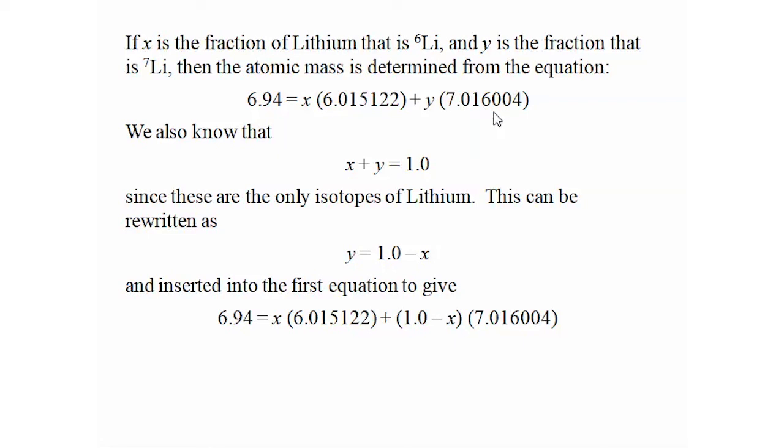times 7.016. We also know that X plus Y must be equal to 1 because they are the only 2 stable isotopes of lithium. So what is not lithium-6 has to be lithium-7. This can be rewritten as Y is equal to 1.0 minus X and inserted into this top equation to give 6.94 is equal to X times 6.015 plus 1 minus X times 7.016.